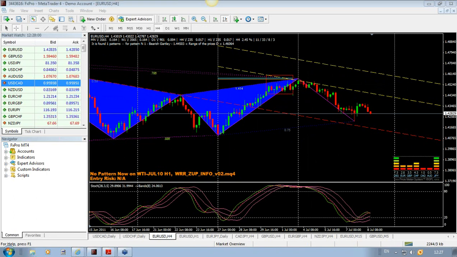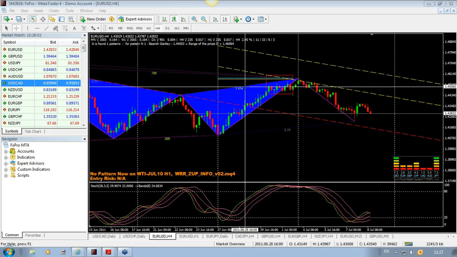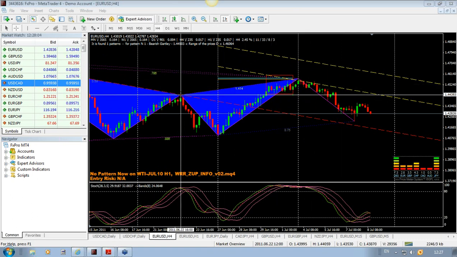The first target is the middle point of the pattern, which is the meeting of these two triangles.